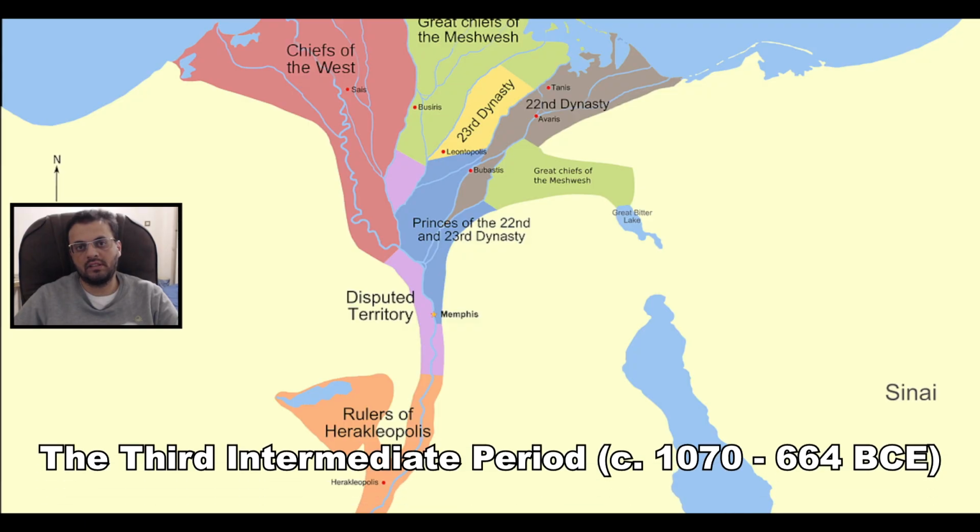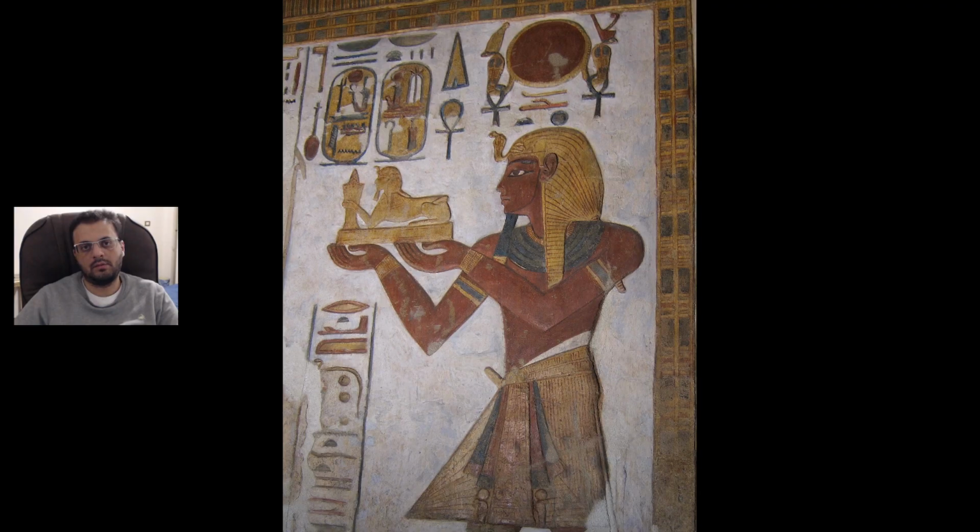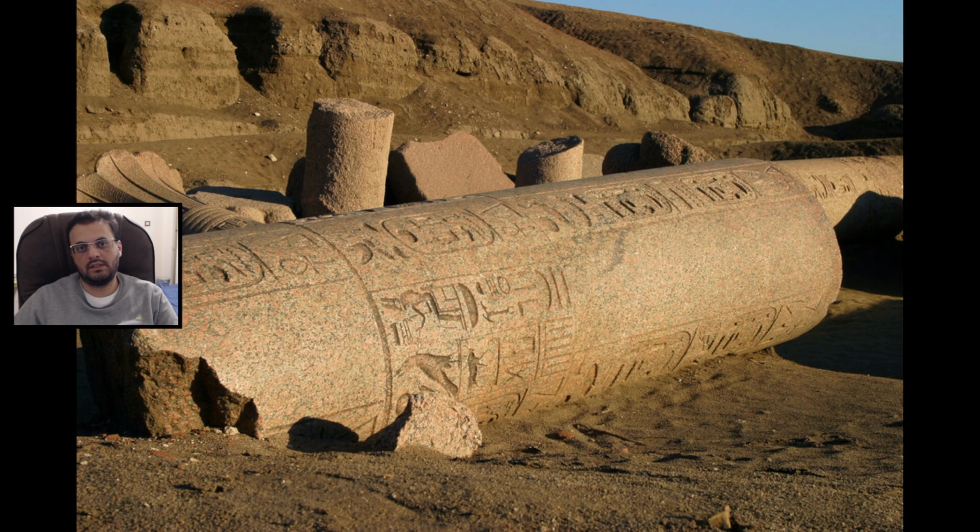Then comes the third intermediate period. Egypt was weakened and divided among local rulers. Ramses III did some great things like defending Egypt against the Sea Peoples. However, his reign marked the beginning of decline. After his death, the economy weakened and Egypt lost control over Nubia and Canaan. The priesthood of Amun in Thebes became extremely powerful, rivaling the pharaohs.